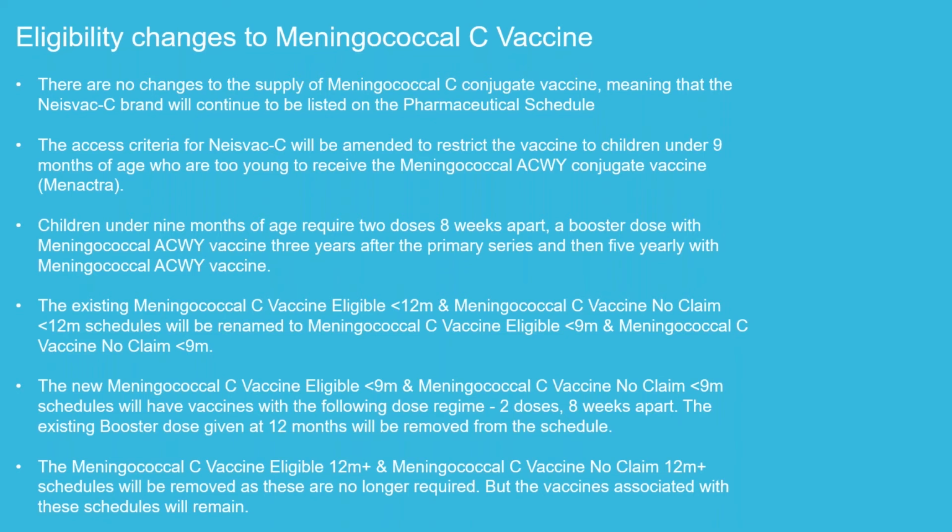Children under 9 months of age require 2 doses, 8 weeks apart, and a booster dose with the meningococcal ACWY vaccine 3 years after the primary series and then 5 yearly from there on. The existing meningococcal C vaccine eligible less than 12 months and the no claim less than 12 month schedules will be renamed to meningococcal C vaccine eligible less than 9 months and no claim less than 9 months.